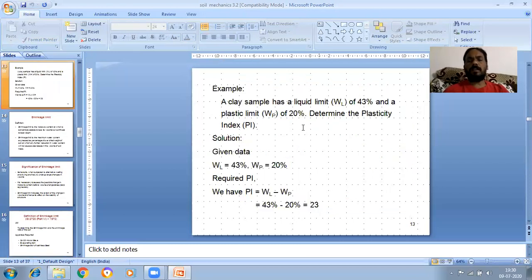Let us take one numerical problem, a simple problem to determine the plasticity index. A clay soil sample has a liquid limit of 43% and a plastic limit of 20%. Determine the plasticity index. Simple. What is the plasticity index formula? It is the difference between the liquid limit and plastic limit. So WL minus WP, that means 43 minus 20. So that is 23%. IP is equal to 23% or 0.23.